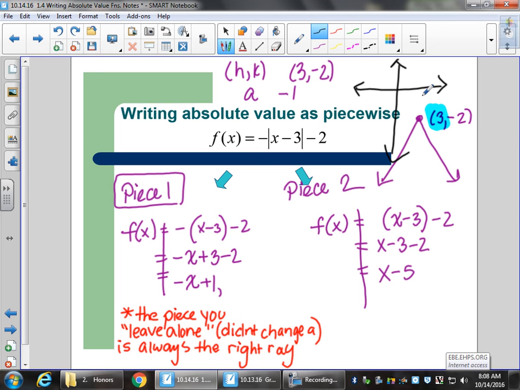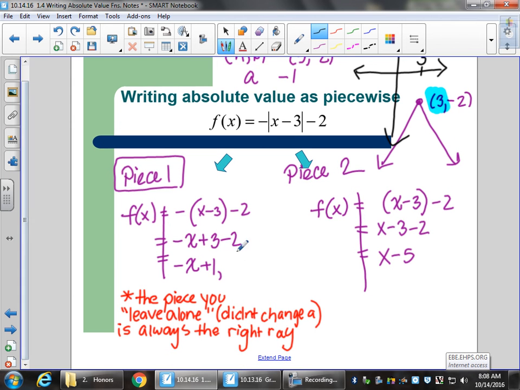So if I asked you for the domain of this right piece, would you say x greater than, this is 3 on the x-axis, right? Greater than 3 or less than 3? Greater. That's what I mean. So that's how we know this is for x greater than or equal to 3. And then by default, this is x less than 3.